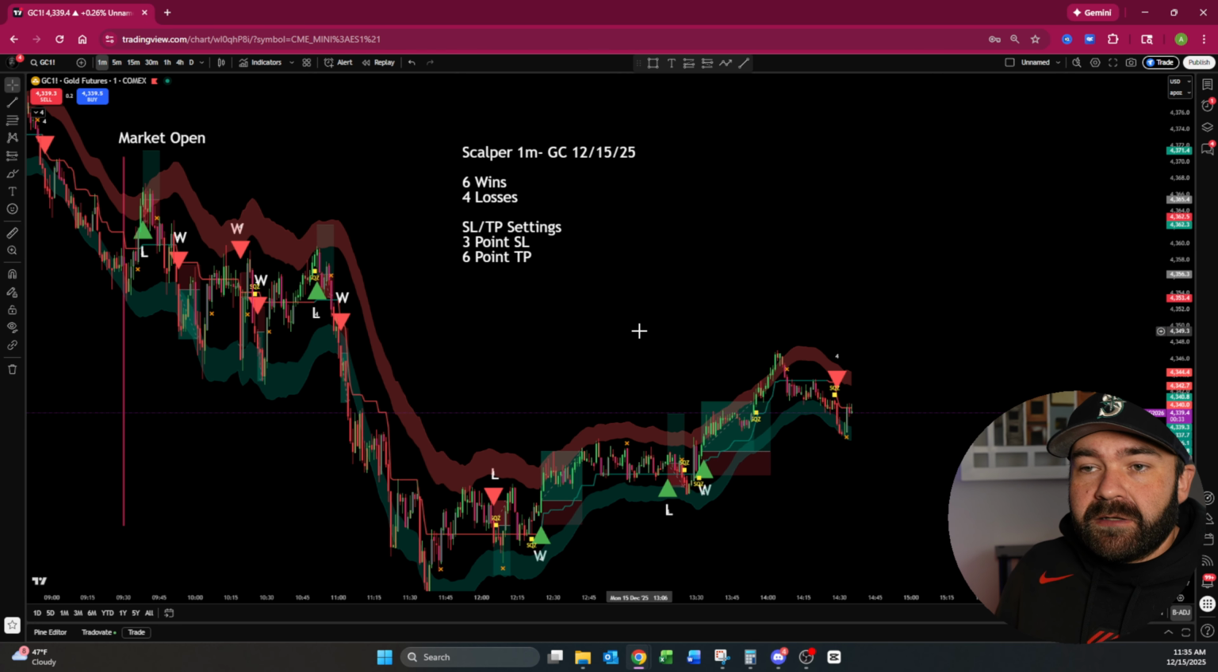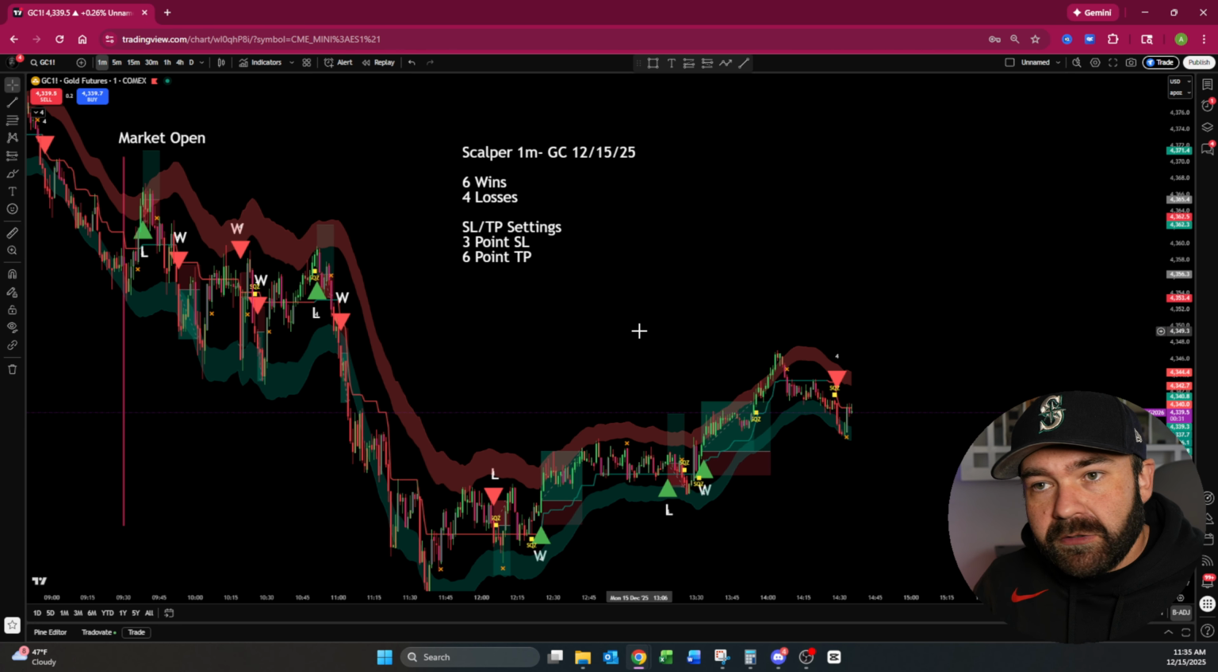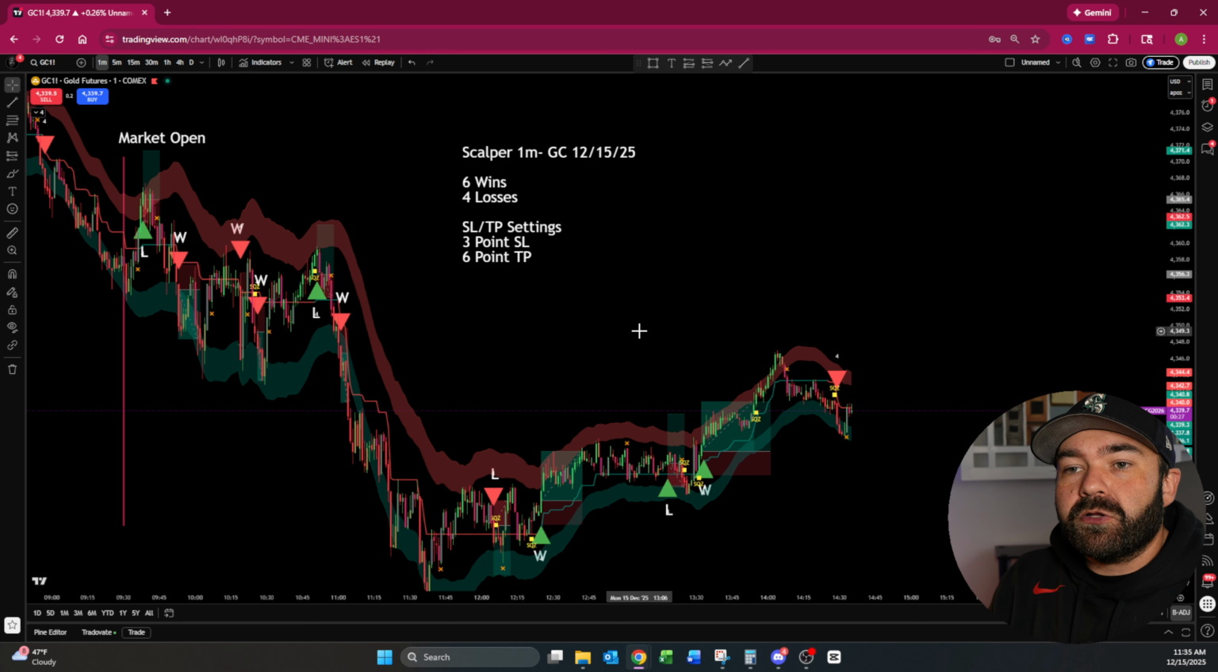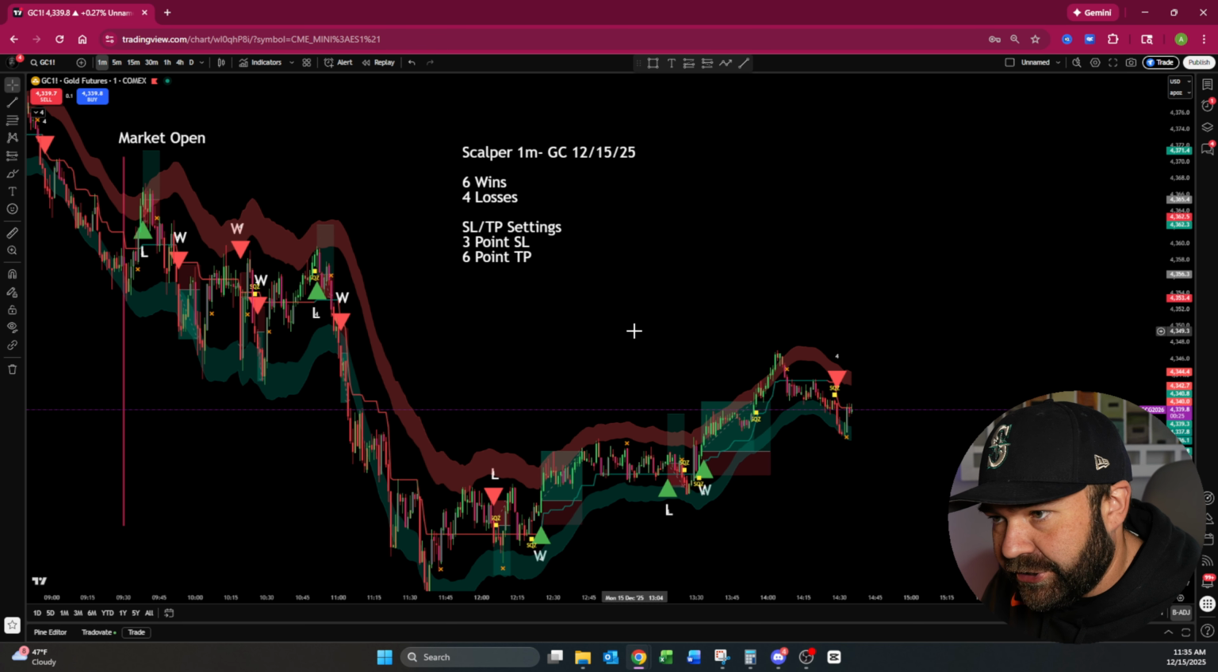I'm continuing to backtest this to just make sure that it's solid before it rolls out to QuantCrawler lifetime members on January 4th.